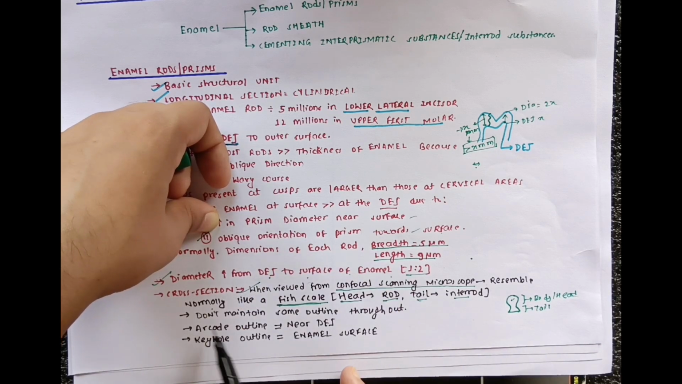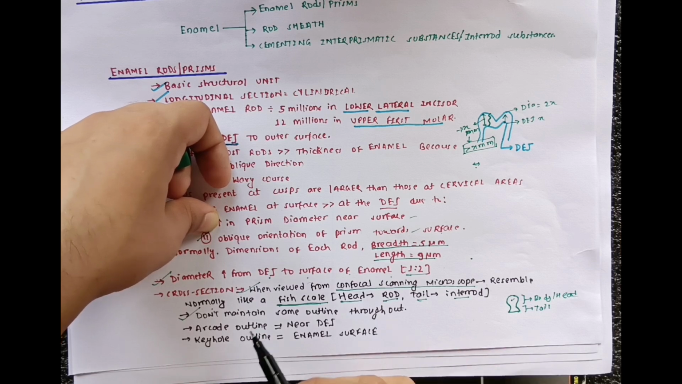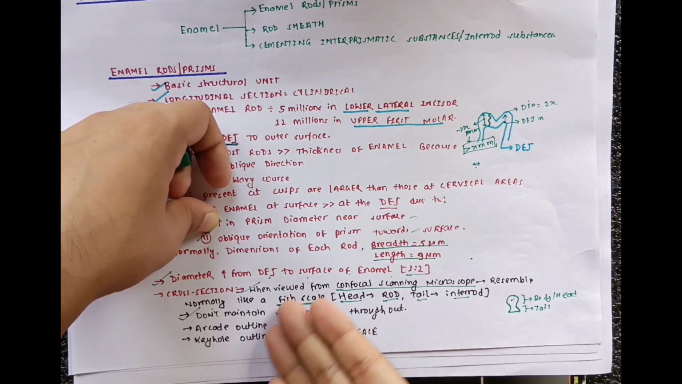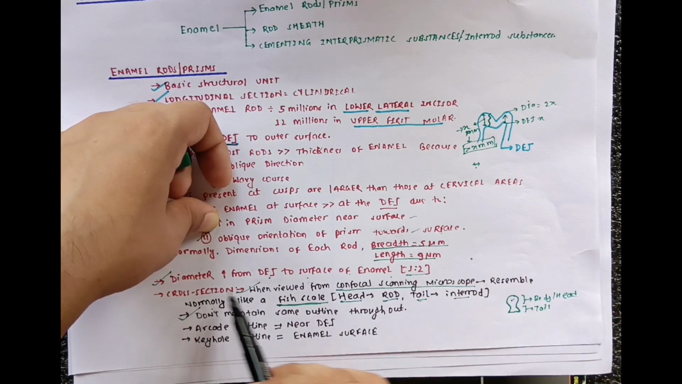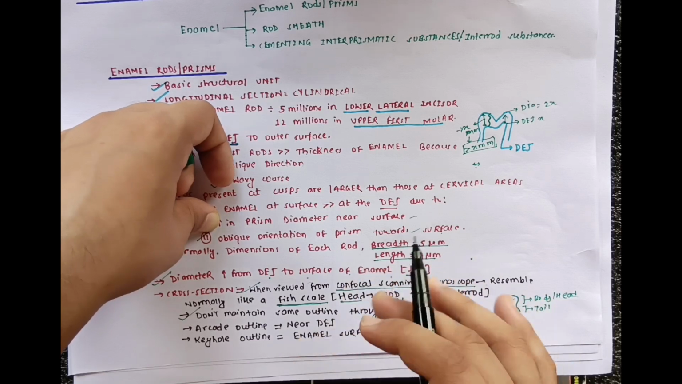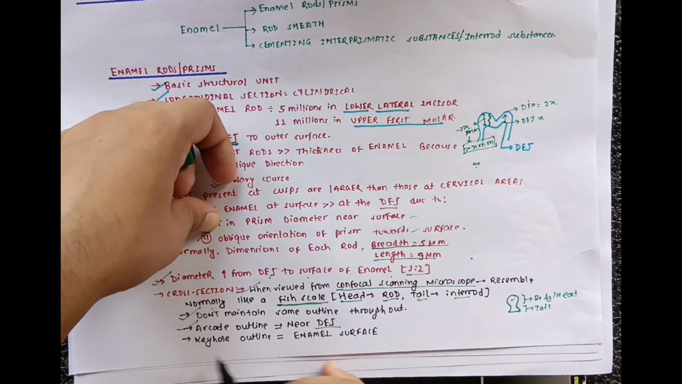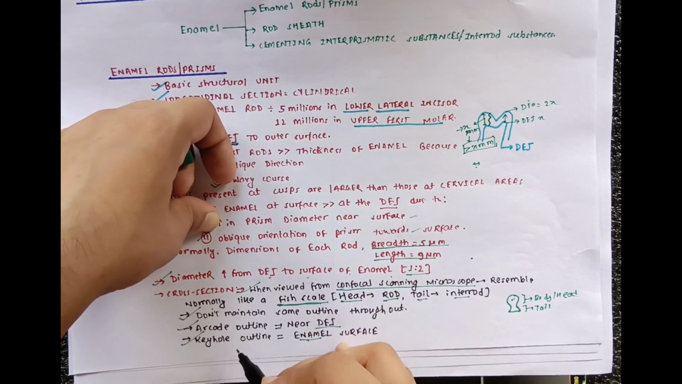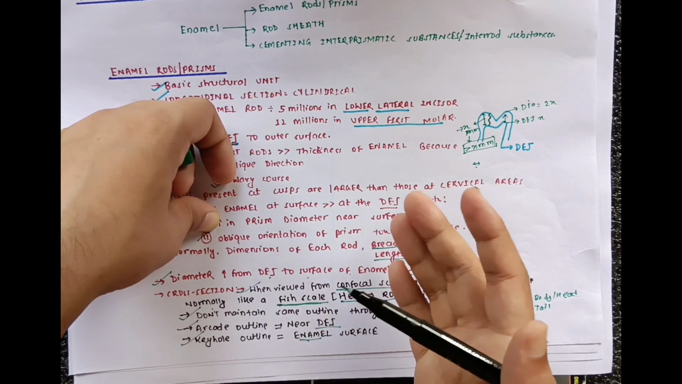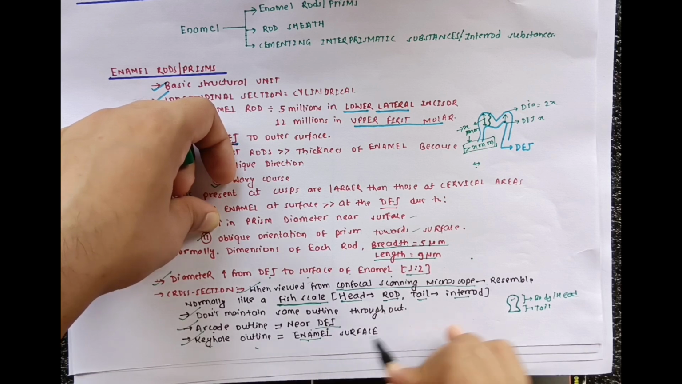After that, the same outline is not maintained throughout. This point is also so important. As I have told, generally there is a fish scale shape at the cross section of the enamel, but it is not maintained throughout different cross section levels of the enamel. It differs: near the dentino enamel junction it is an arcade outline, and at the outer enamel surface there is a keyhole outline. It is quite similar to the fish scale, but there is a little difference. So we should remember the arcade outline is present near the dentino enamel junction, and the keyhole outline is present at the enamel surface. So let's move to another paper.